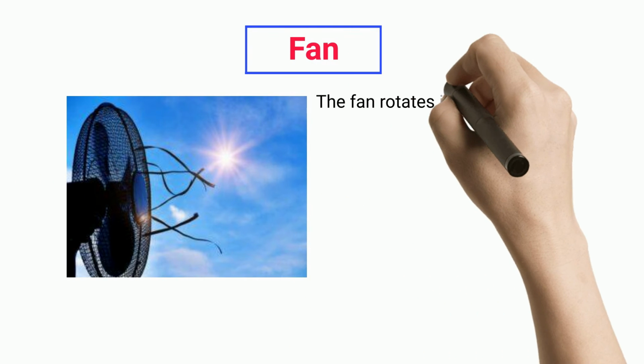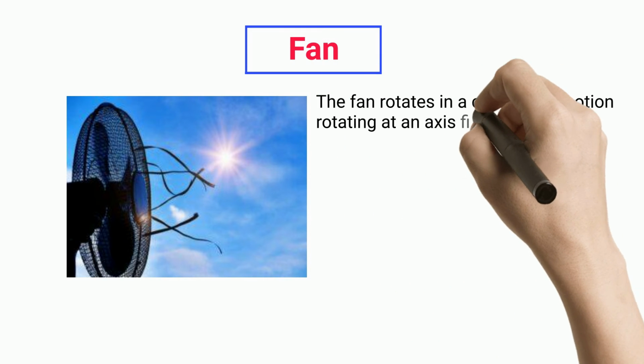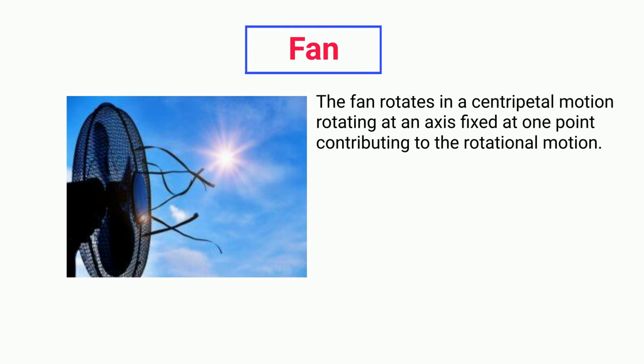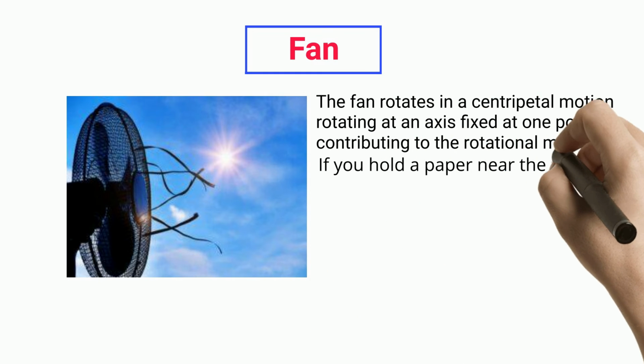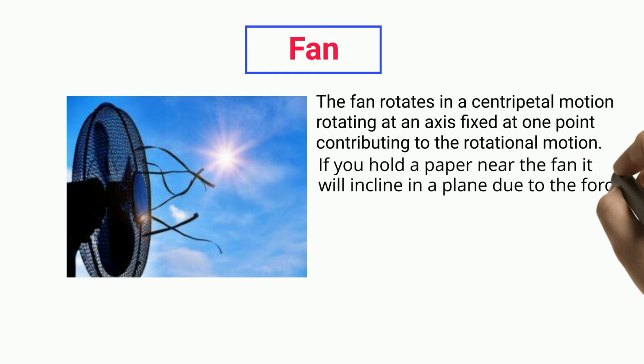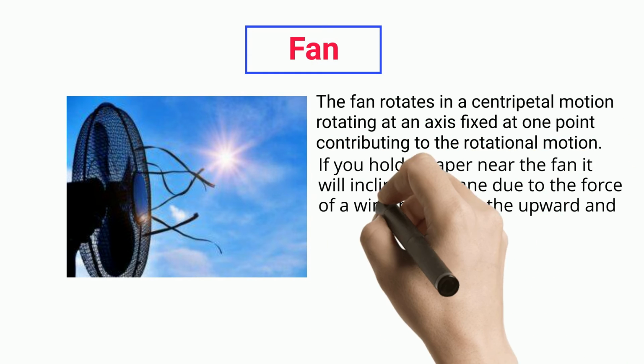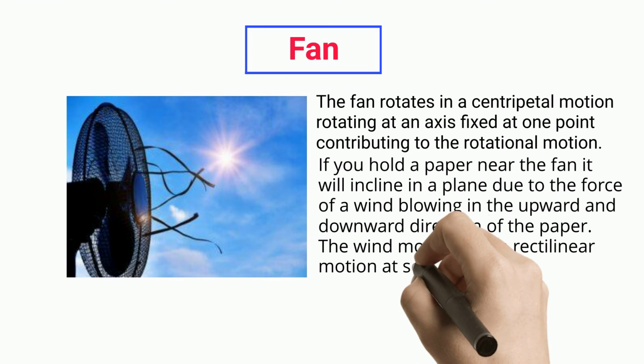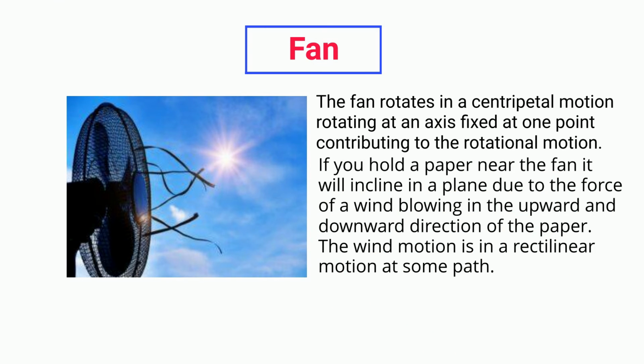Fan. The fan rotates in a centripetal motion, rotating at an axis fixed at one point, contributing to the rotational motion. If you hold a paper near the fan, it will incline in a plane due to the force of the wind blowing in the upward and downward direction of the paper. The wind motion is in a rectilinear motion at some path.